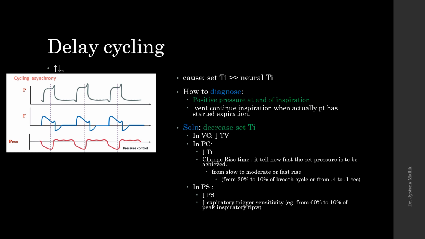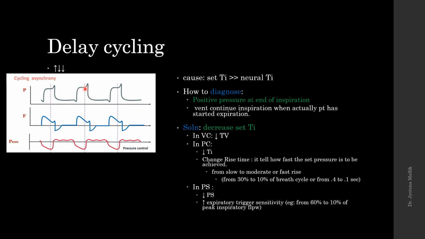As the name signifies, delay cycle means the ventilator will stop inspiration and start expiration after the patient has already stopped inspiration and started expiration. So there is a delay in cycling from inspiration to expiration, the patient and ventilator are different, and the ventilator is starting exhalation later than the patient. So this you will see on the ventilator in the form of positive deflection.